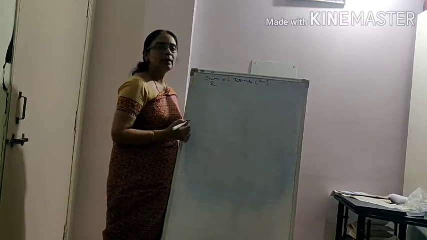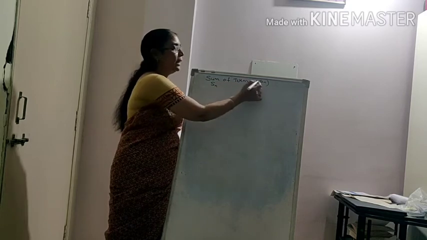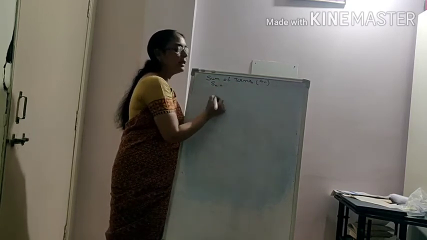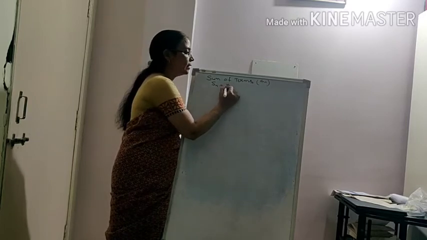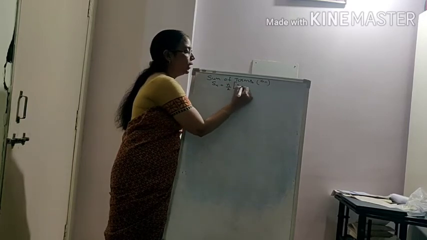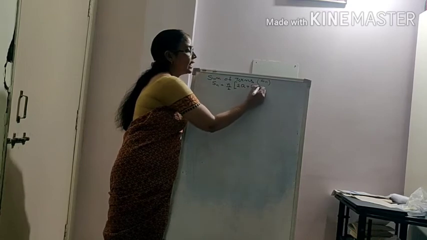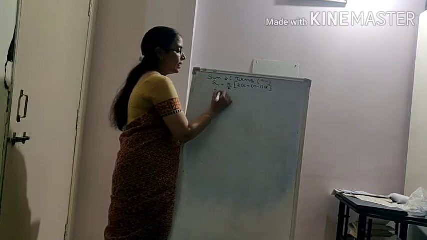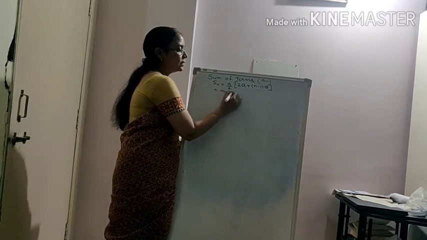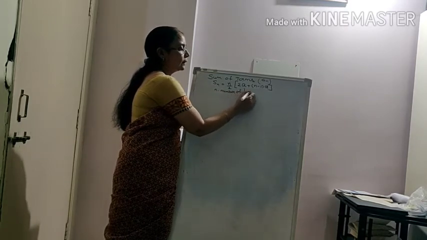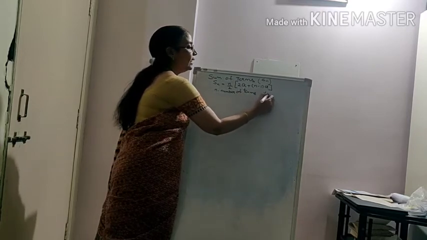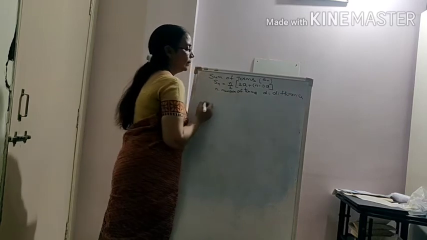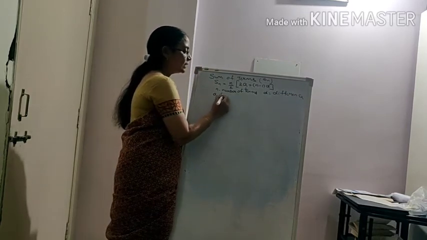Sum of terms, we will represent it as Sn. Sn means sum of terms. Sn can be found from this formula: n by 2 into 2a plus n minus 1 into d. Here, n is the number of terms, d is the common difference, and a is the first term.